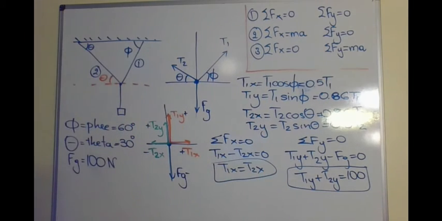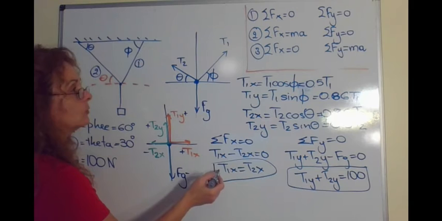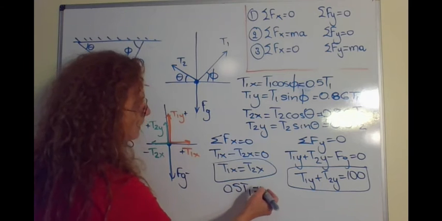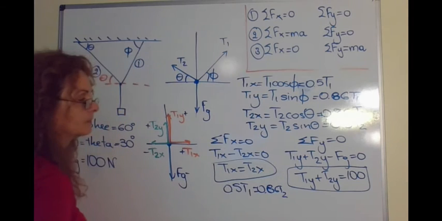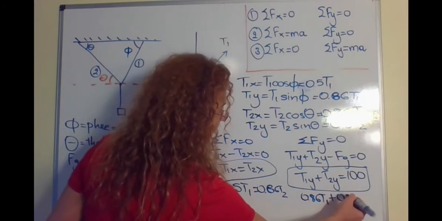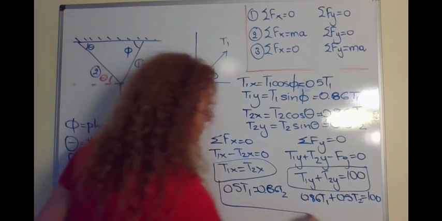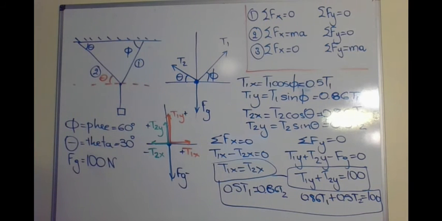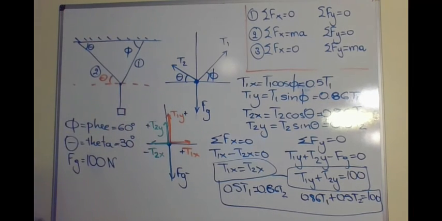Can I simplify this too? Yes, I can. I know T1x, T1y, and so forth. So what do I have? I have that half T1 equals 0.86 T2. And here I have that 0.86 T1 plus half T2 equals 100. So I have two equations with two unknowns. I will definitely be able to find them. Now, I don't have enough space, so I think I should erase some of it here.